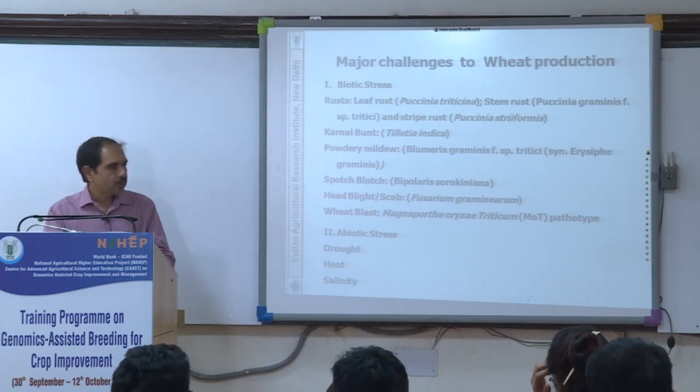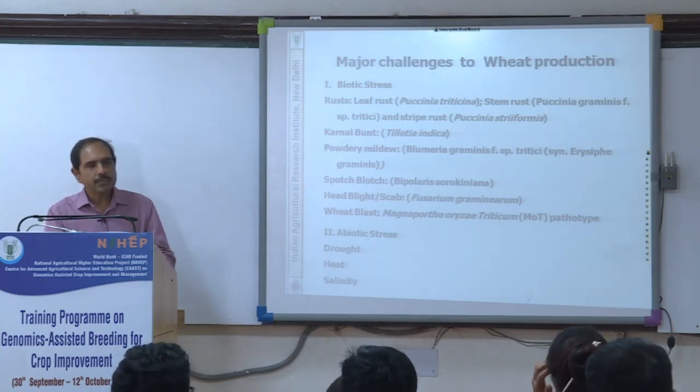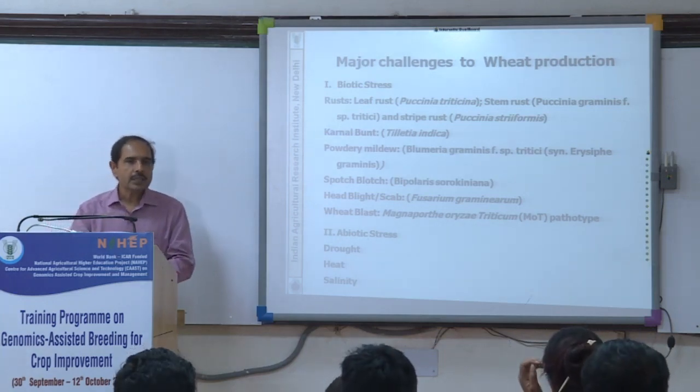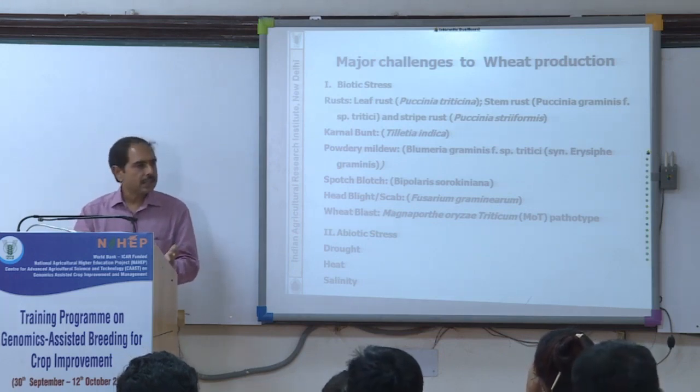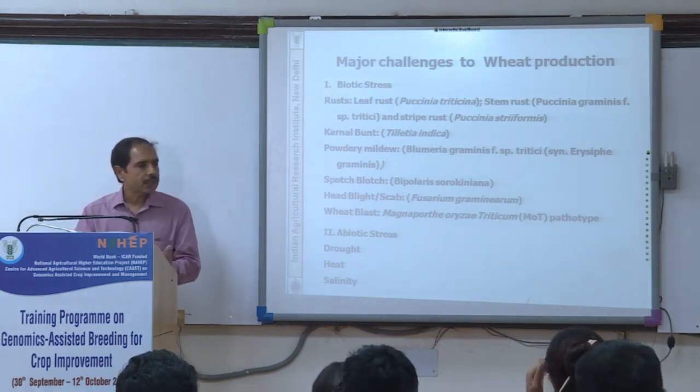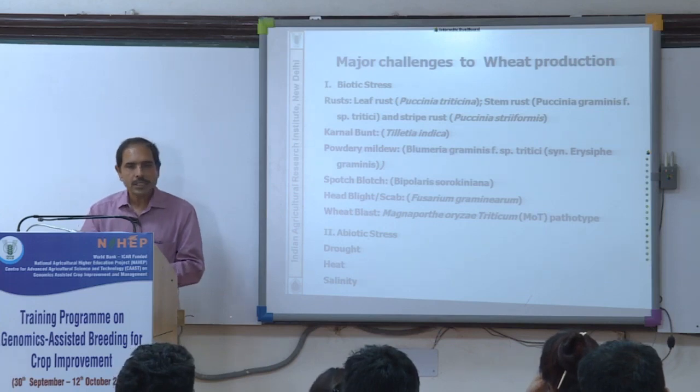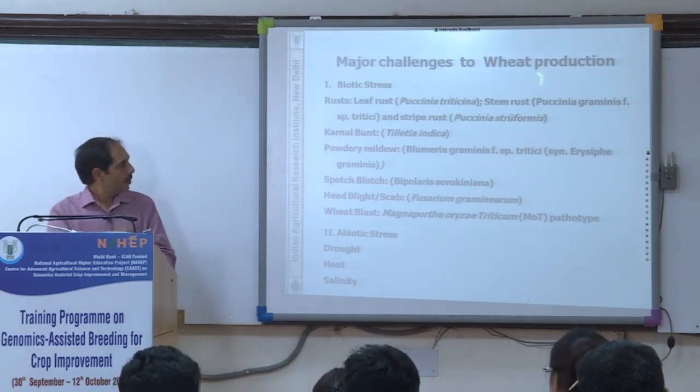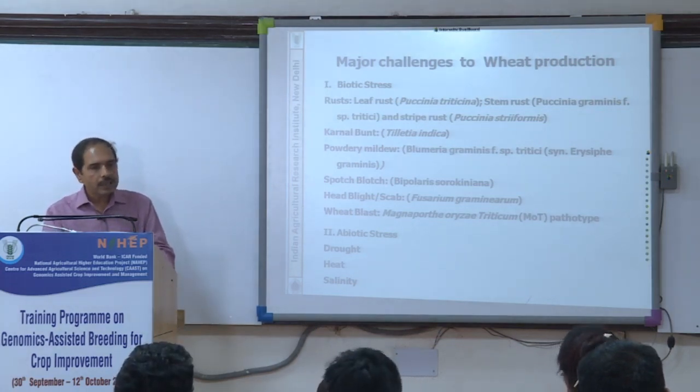As you know, drought and heat are the major abiotic stresses in case of it. And for saline areas, areas which are having salinity problems, you should have salinity tolerance. But these are the broad areas. Then there are other areas also.